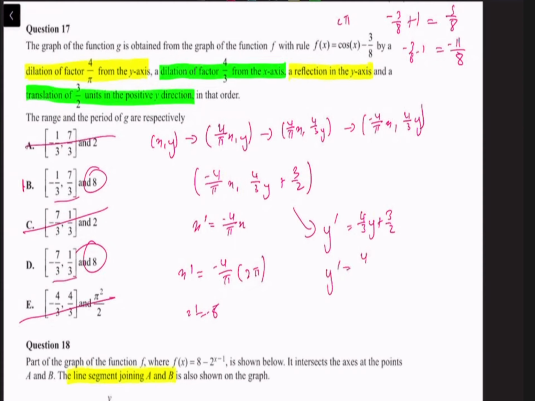So y dash is 4 on 3 times 5 on 8 plus 3 on 2. So y is 5 on 6 plus, say, 9 on 6. So it's 14 on 6. So it's 7 on 3. And the only option with 7 on 3 is B.